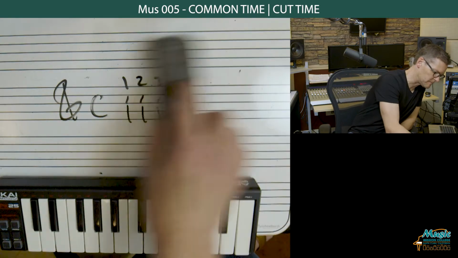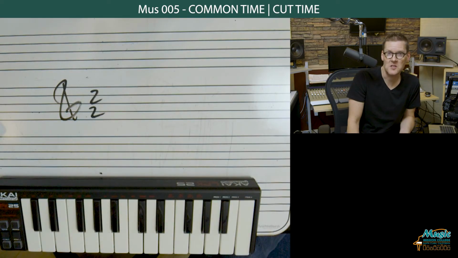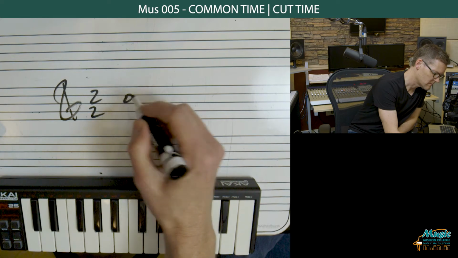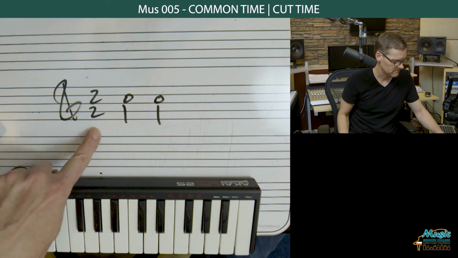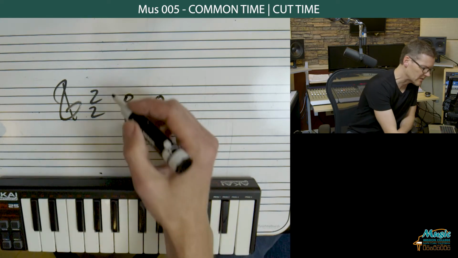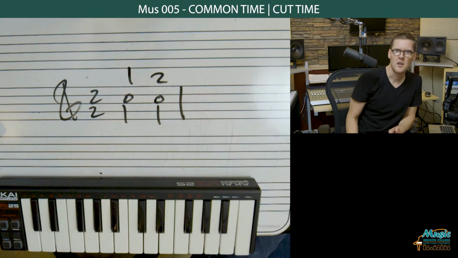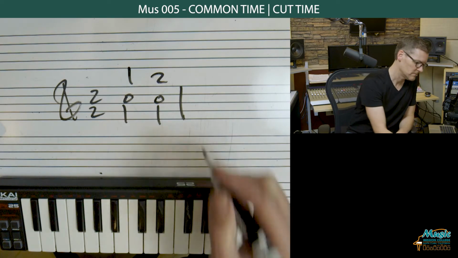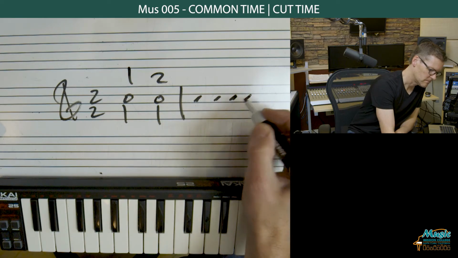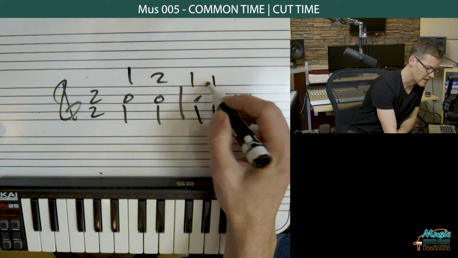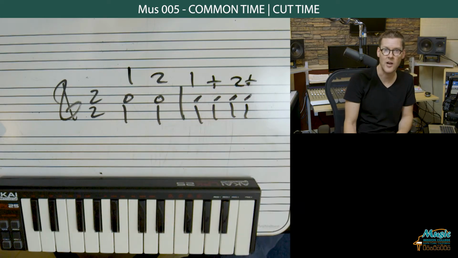Where's my eraser? Cut time is 2/2, which is mathematically the same, but check it out. When we count it, the half notes here get 1 beat, right? Bottom number, what kind of note gets 1 beat? So we count this as 1, 2, meaning that if I put quarter notes in something that's 2/2, how do we count it? 1 and 2 and, right?